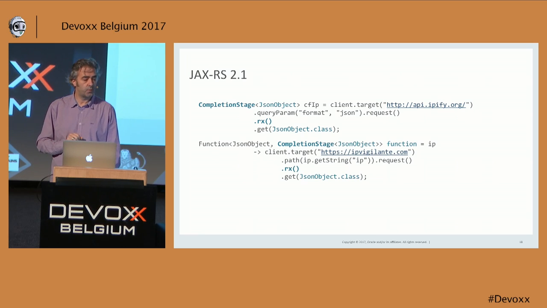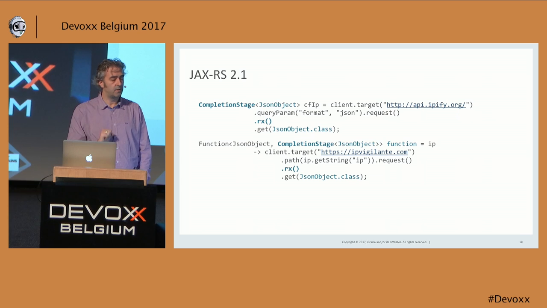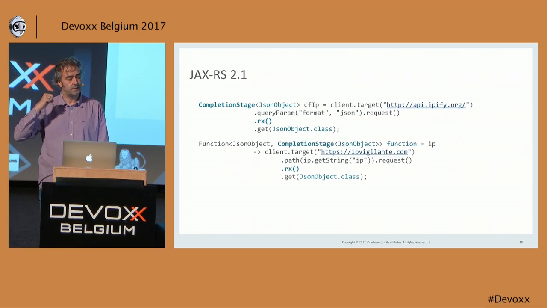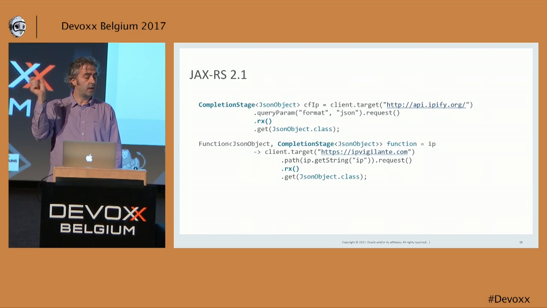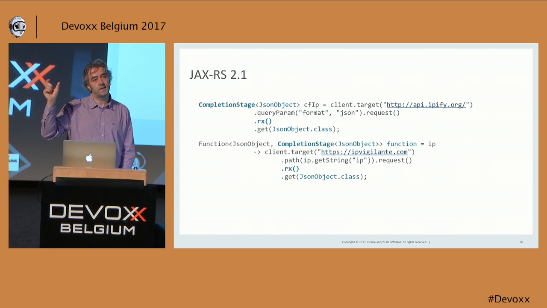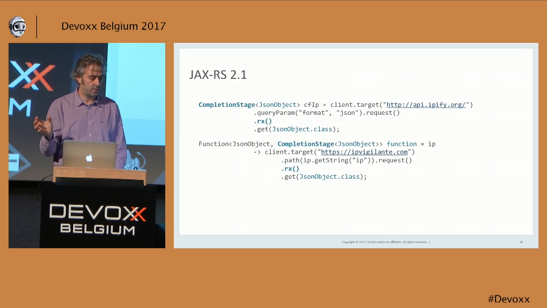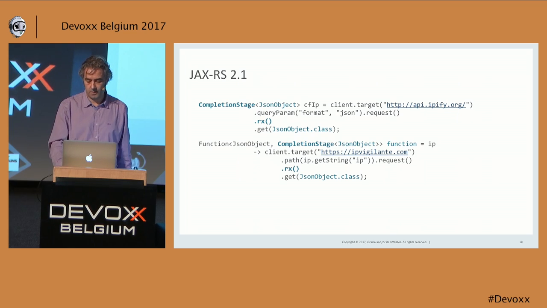We then have a second request, which is wrapped in a function. That second request takes just an IP, and it will invoke an external service to get the geolocalization based on the IP. So now I have those 2 requests that I want to chain in an async fashion.